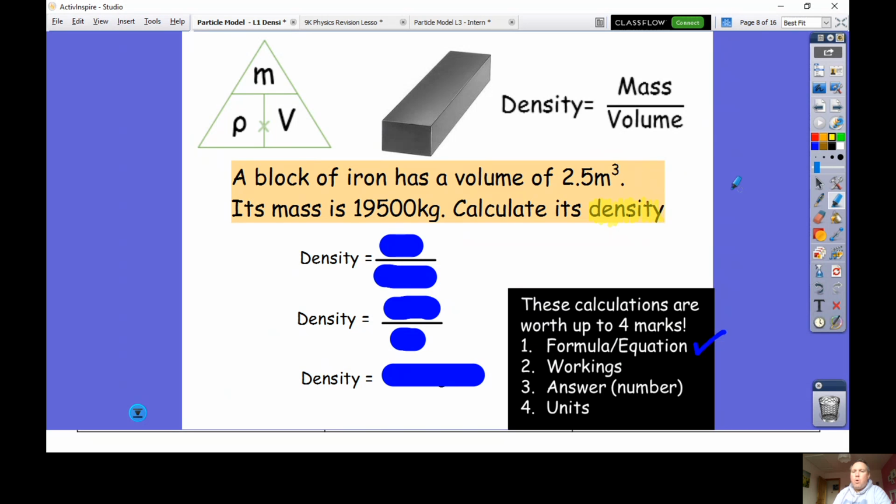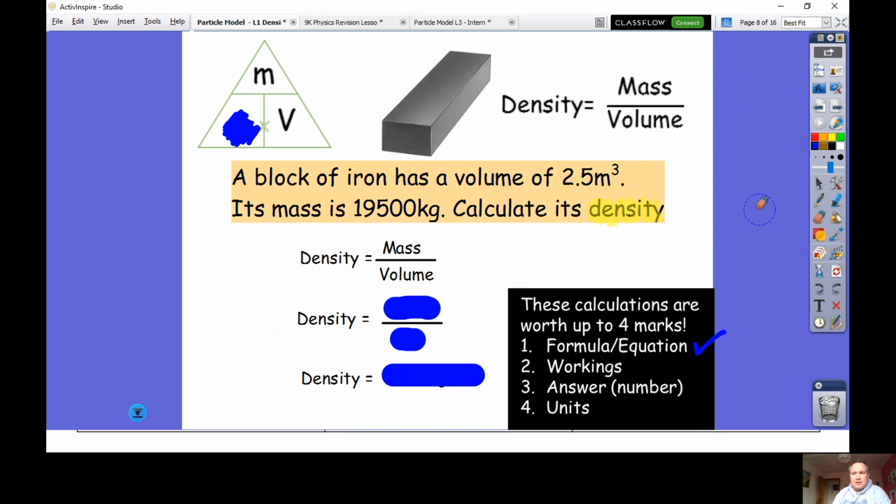When you have found out what the question wants you to calculate, cover it up with your finger or thumb in the triangle and see what sum is left behind. If I cover up density in this triangle, it leaves me with mass over volume, mass divided by volume. So I write this calculation out. Density equals mass divided by volume.